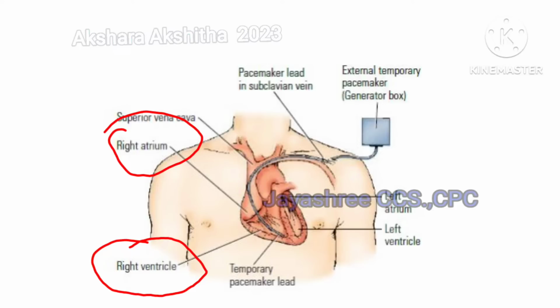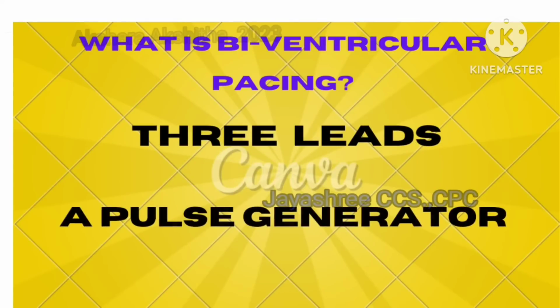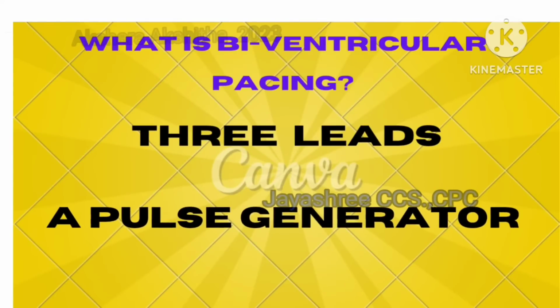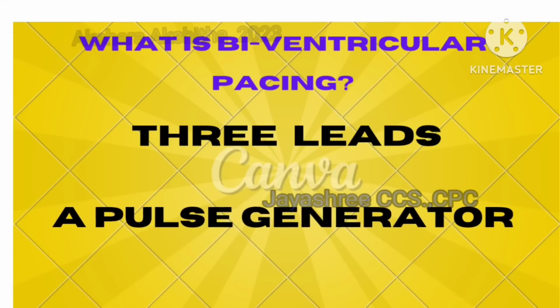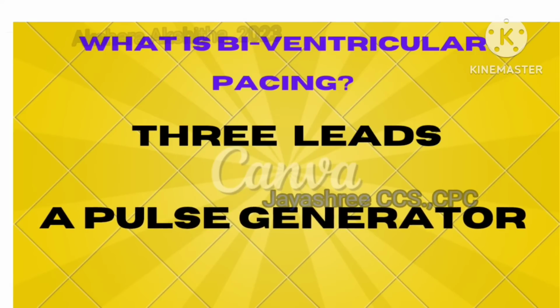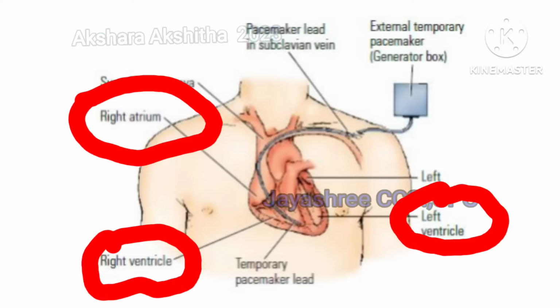Next is biventricular pacing. What is biventricular pacing? The device consists of three leads and one pulse generator. There is one electrode to the atrium and two electrodes to the ventricle: one to the right ventricle and another to the left ventricle. So biventricular means three leads and one pulse generator, called biventricular pacing.